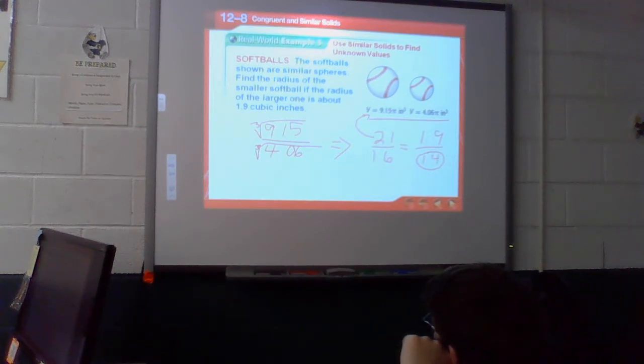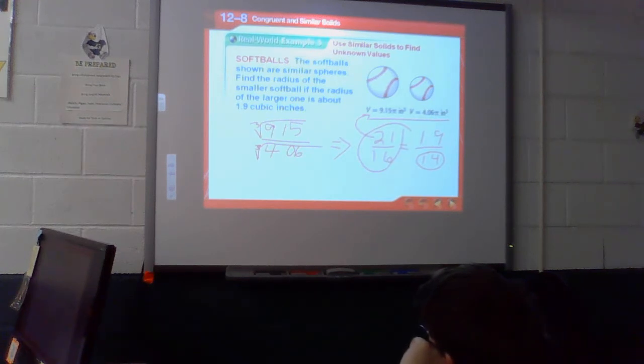So then you're just right back to making your own proportion. Okay? So again, this is my actual scale factor of the whole thing. This was my scale factor of my volumes. And then I always have to convert it into the regular scale factor and then use that in my proportion.